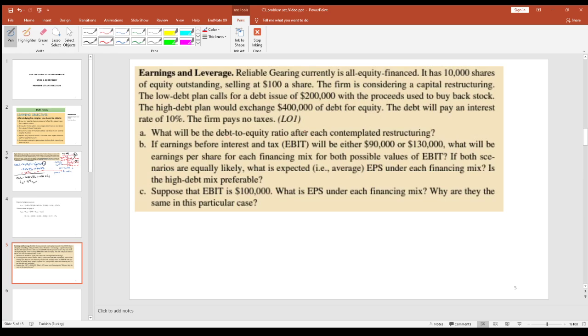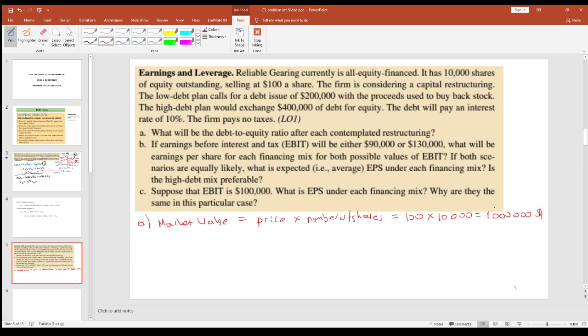What will be the debt to equity ratio after each contemplated restructuring? Now, first of all, let's calculate the market value of this company. What is the market value of this company? Remember, market value is equal to price of a share times number of shares outstanding. And this equals $100 times 10,000 shares, which is equal to $1 million.